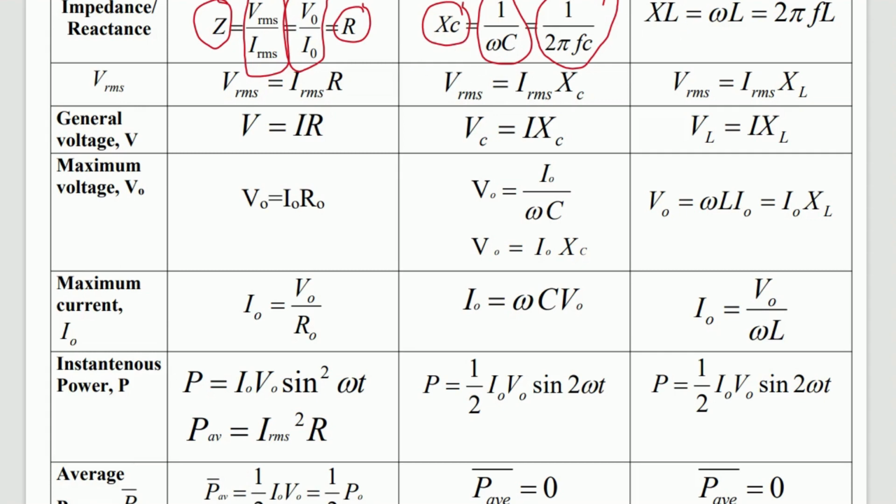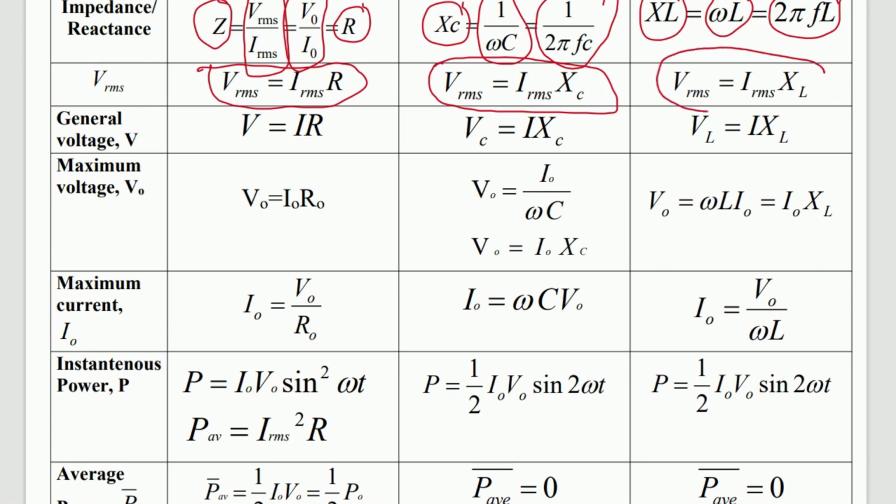And then for the pure inductor, we have X_L. X_L equals omega L, or 2 pi F L. So this is the equation for the impedance or reactance for the pure resistor, pure capacitor, and pure inductor. For the V RMS: V RMS equals I RMS R for the pure resistor; for the pure capacitor, V RMS equals I RMS X_C; for the pure inductor, V RMS equals I RMS X_L.